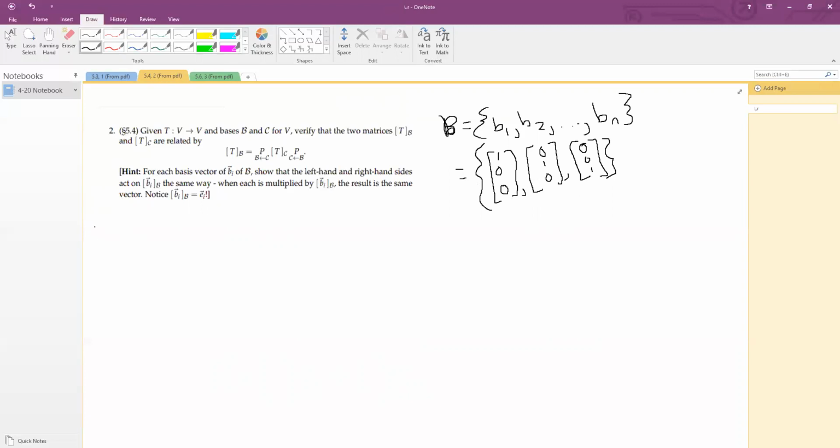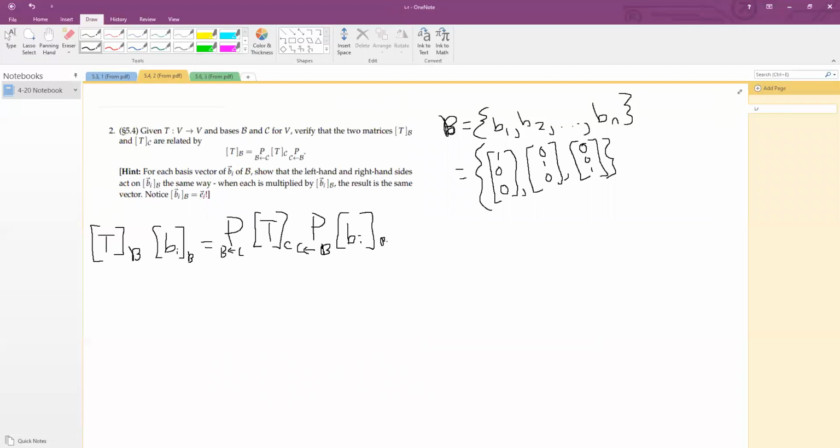So what I would suggest thinking about here is multiplying some arbitrary BI on both sides. Here we would multiply a BI with respect to B. And over here, what do we got? We have P from C to B, we have this linear transform matrix expressed in terms of base C, so it's going to be different, and we have P from B to C. And finally, on the right, we're right multiplying some arbitrary base of B on both sides.